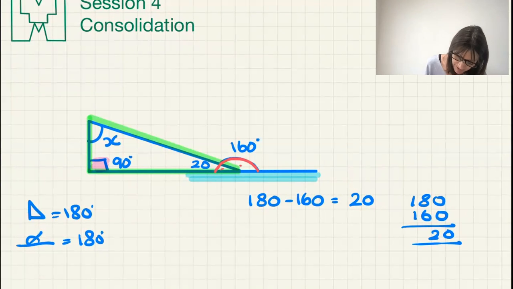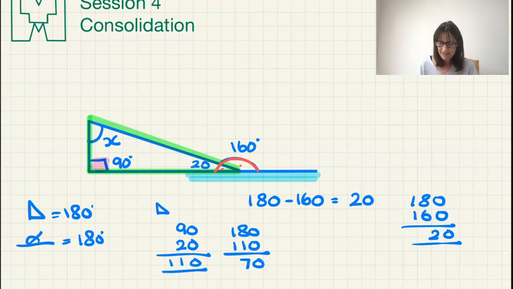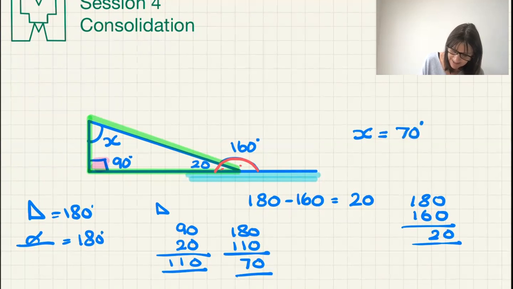Perfect. So I'm going to add those together, 90 and 20. So right now I'm working on my triangle. 90 plus 20, 9 plus 2 is 110. 180, take away what I know. 0 take 0 is 0. 8 take 1 is 7. 1 take 1 is gone. So my answer is X equals, let's see if I can squeeze it in up here, X equals 70 degrees.